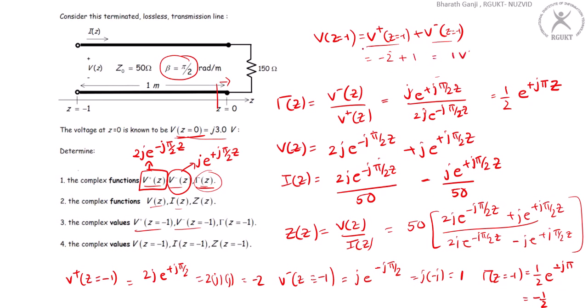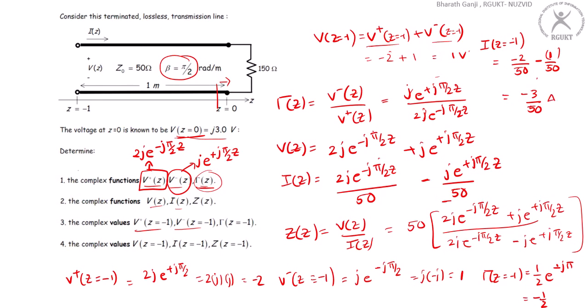In the same way, if you ask me the current at z equal to minus 1, it is nothing but the forward voltage divided by 50, minus the backward voltage, because for the backward voltage in the current expression you get a minus. Of course, you can always put z equal to minus 1 in this expression and get back the same equations. So the current is minus 3 by 50 amperes.